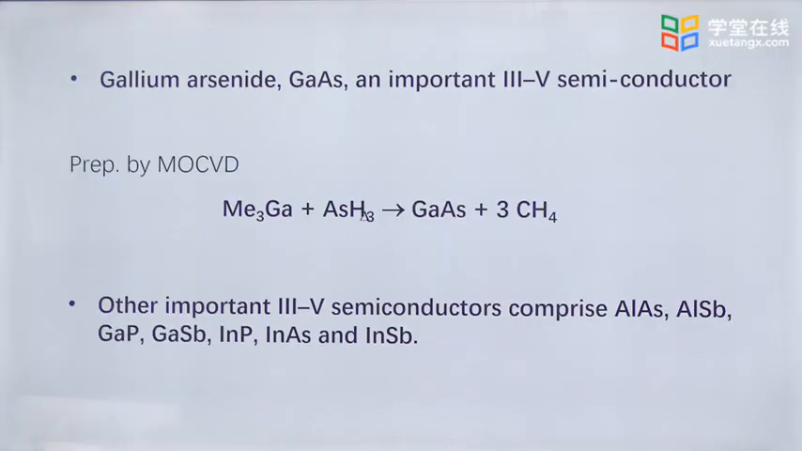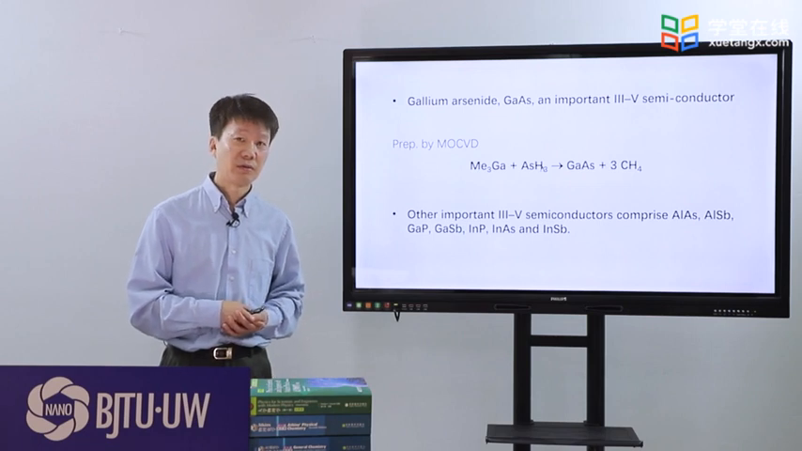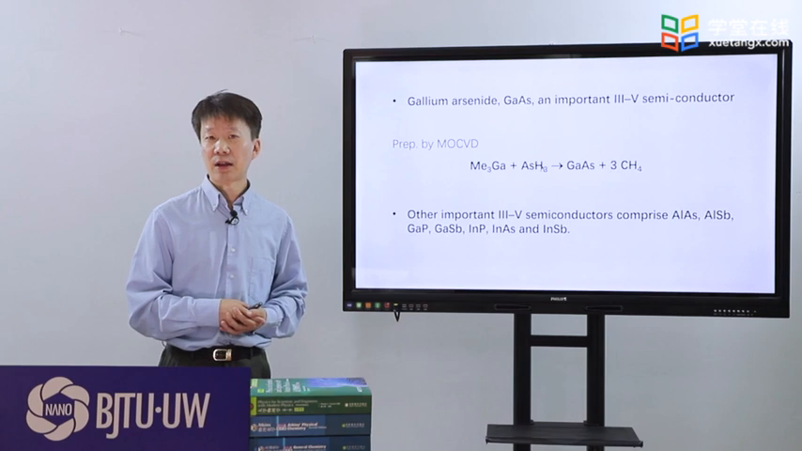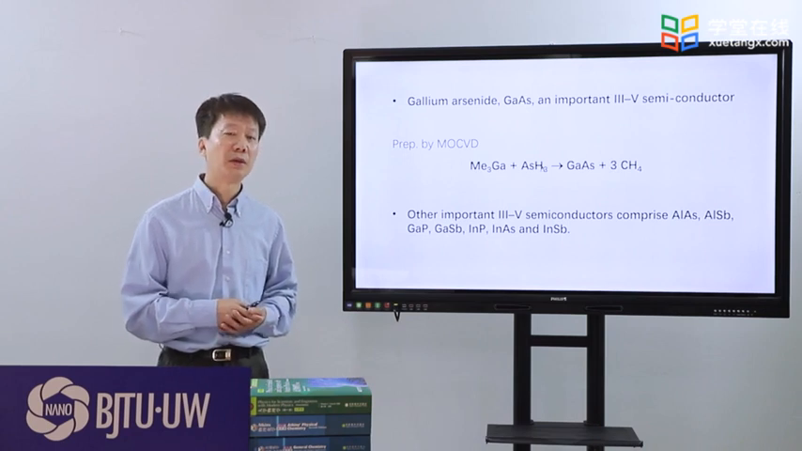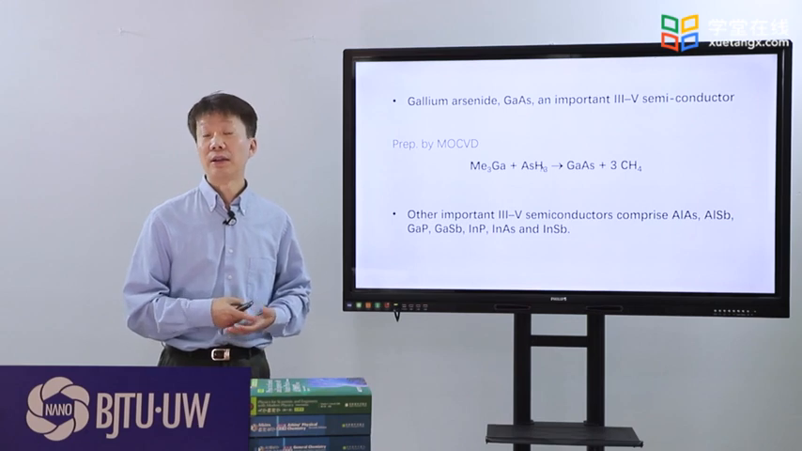Gallium arsenide is an important III-V semiconductor. Highly pure gallium arsenide is prepared by the CVD method, chemical vapor deposition. Other important III-V semiconductors comprise aluminum arsenide, gallium phosphide, and others.